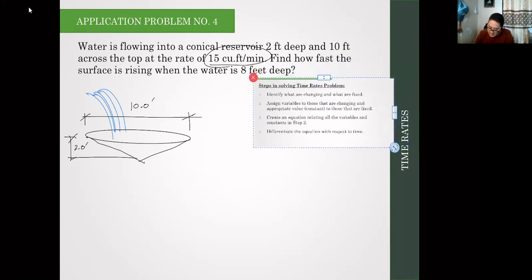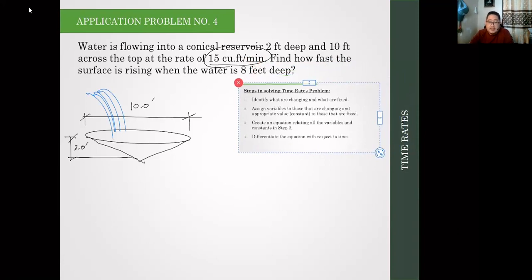Ayan. So identify natin what are changing and what are fixed. Okay? So may given, 'di ba, may nagfo-flow na water. Ito si water. Okay? So kung continuous yung flow ng tubig, ibig sabihin nagche-change yung height ng water dun sa loob ng reservoir natin. Okay? So ibig sabihin nagbabago yung height natin tsaka yung diameter ng water dun sa loob. Okay? Ang hindi nagbabago is yung dimension ng mismong reservoir natin. 10 feet siya, yung diameter ng mismong top, and 2 feet deep siya.